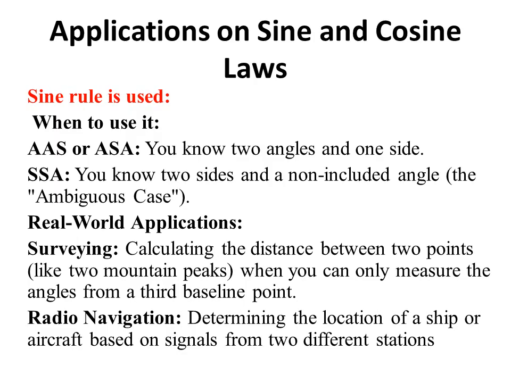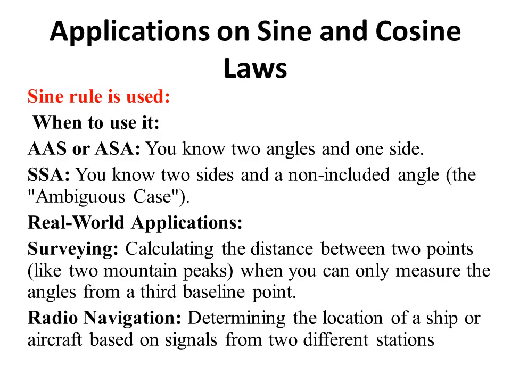The sine rule is used if you have AAS or ASA, where you know two angles and one side, or SSA, where you know two sides and a non-included angle. In real world applications it is used for surveying, that is calculating the distance between two points like two mountain peaks, when you can only measure the angles from a third baseline point, and in radio navigation.